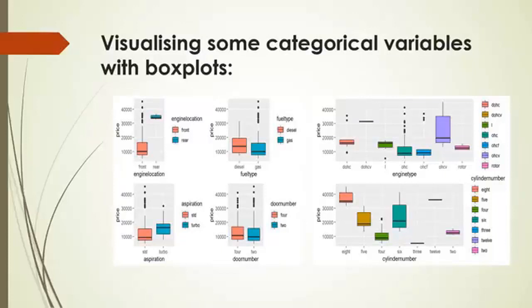Here we are visualizing some categorical variables with box plots, and we observe that cars with fuel type diesel are comparatively more expensive than cars with fuel type gas. Second, we observe that engine type OHCV comes in higher price range cars, and again aspiration turbo cars are comparatively priced higher than STD.